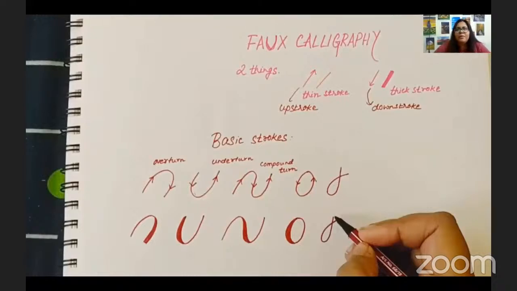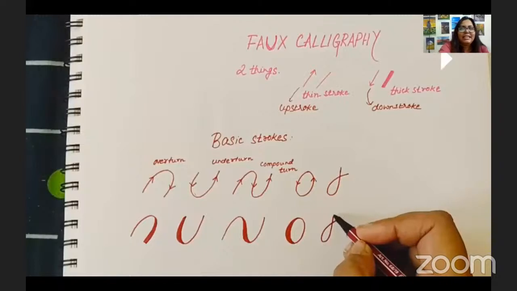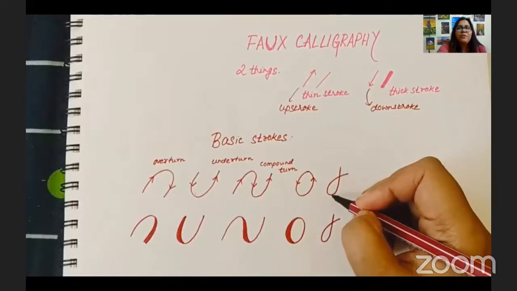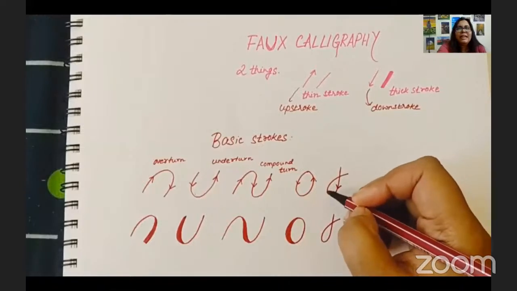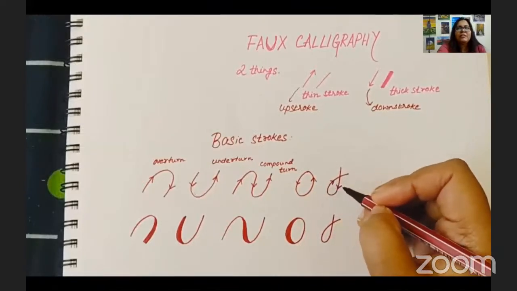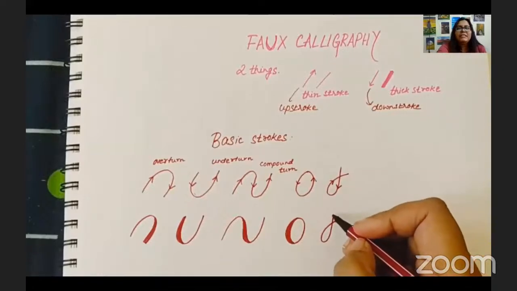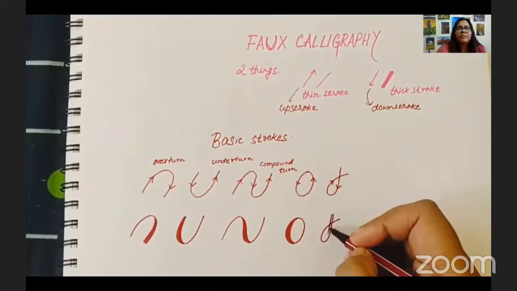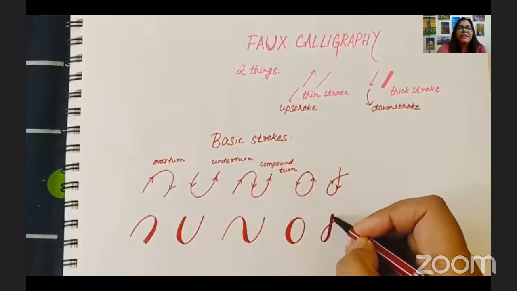Any guess? Which part do I have to thicken? Which is the part that I have to darken with the color? You can let me know in the chat. Yes? Good, most of you are getting it right. So, how have I moved? I have first moved downwards, then I have moved upwards like this. So I will be thickening this downward portion. Got it? Very good.